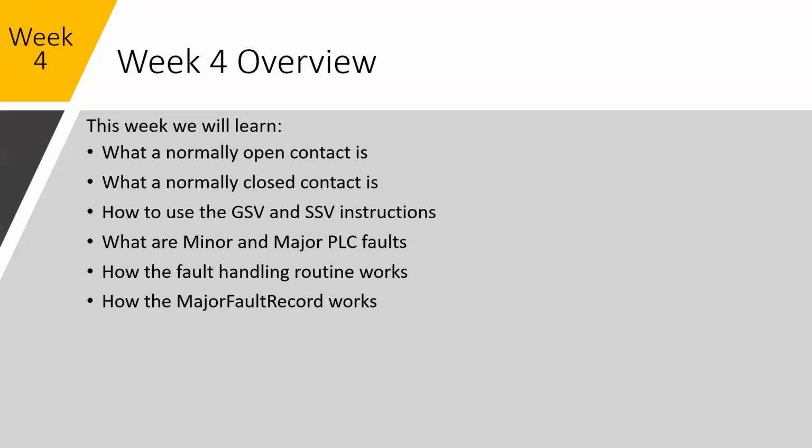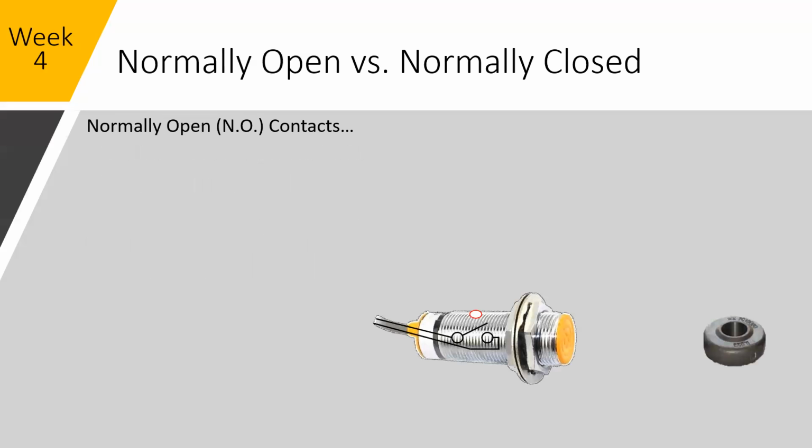And then again, major fault records, how they work, where to find them, how to decipher some of them, and then I'll log into one of the PLCs and I'll fault it. I believe, yeah, the emulators should be able to fault these. So we'll be able to monitor that, show you how to extract that data. And there's some other stuff that you can extract with the get system values too. So, this off the bat, normally open and normally closed.